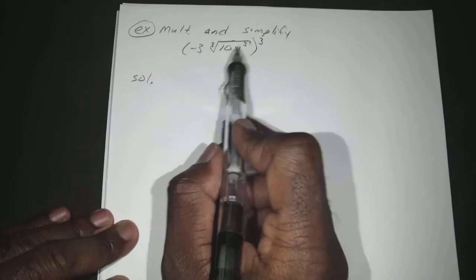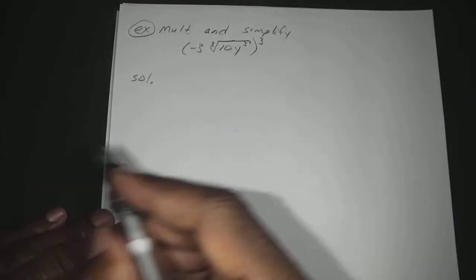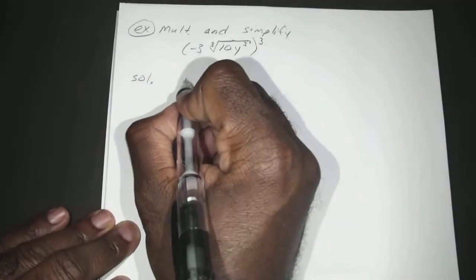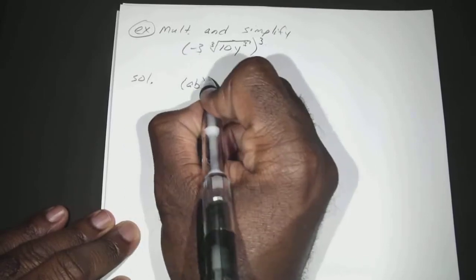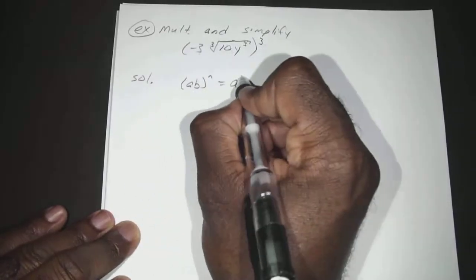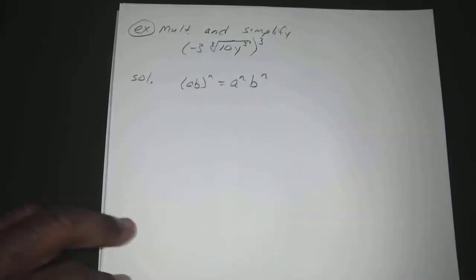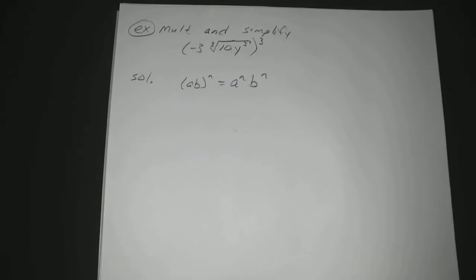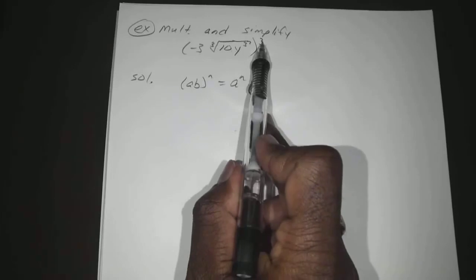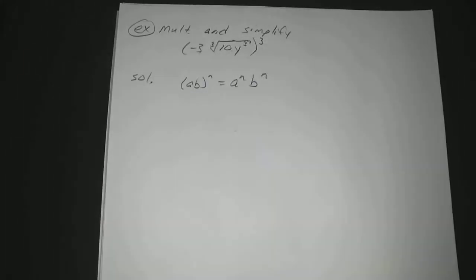Okay, so you have two products, and both of those are raised to an exponent. So we know we're going to use (a times b) to the nth power equals a to the nth power times b to the nth power. That means we're just going to take this exponent and distribute it to both.